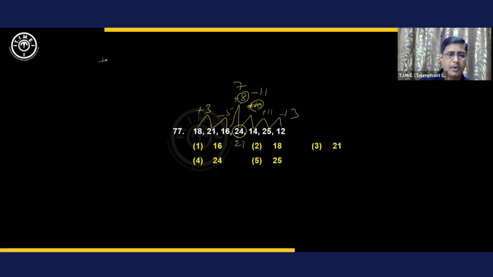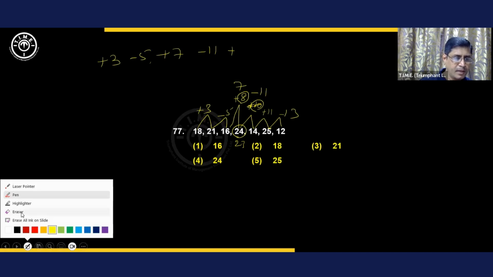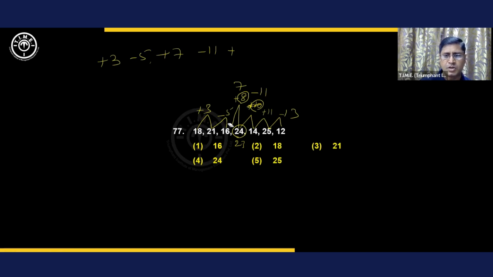So what is the sequence? Plus 3, minus 5, plus 7, minus 11, plus, okay, so plus 7, minus 11 and minus 13. Okay, so 7, it is 9, sorry, 9 it is. Let me write 9 and 11 and 13. So this is the pattern it is following, just by looking at the difference.